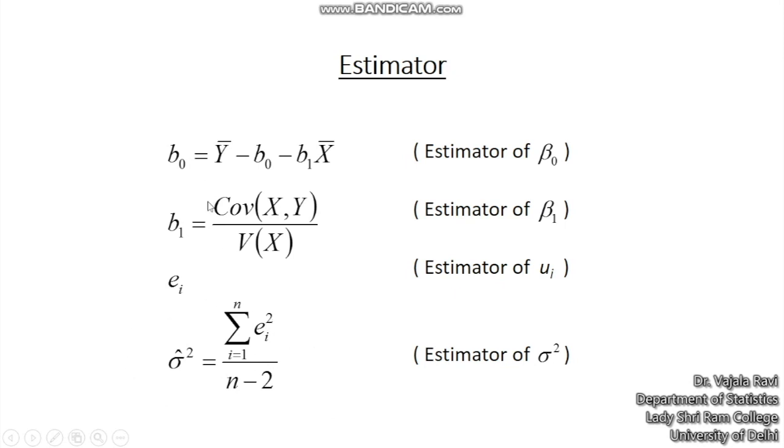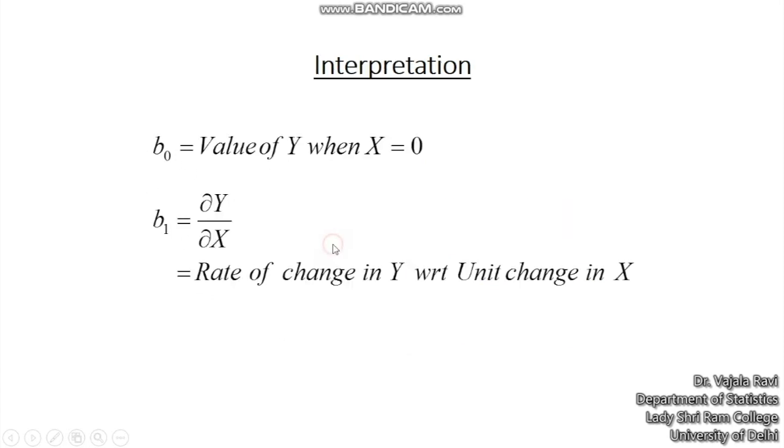So as I said, there is more to it than what is in appearance. We thought that the only things unknown were beta naught and beta 1, but then we have four unknowns in the equation: beta naught, beta 1, the error term ui, and the variance of the error term sigma square. So these are the four estimators. The first two estimators are obtained by the method of least squares. Now, how do we physically interpret these estimators?